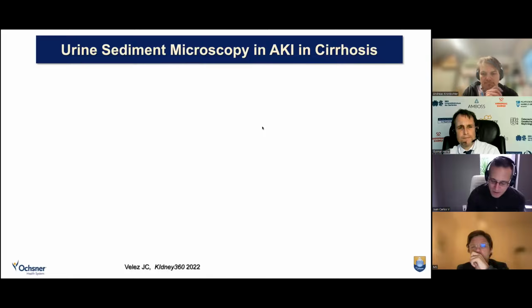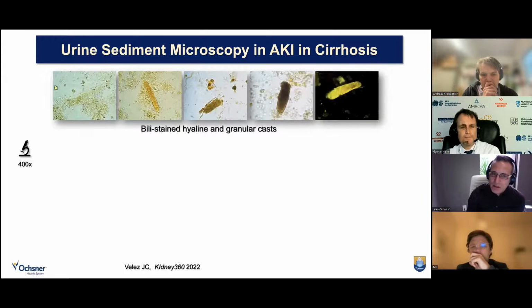As was mentioned in the introduction, one of my areas of special interest is hepatorenal syndrome and acute kidney injury in cirrhosis. Microscopy in this setting is unique because there's an endogenous pigment called bilirubin, as you know, and interpretation of the urinary findings requires extra attention.